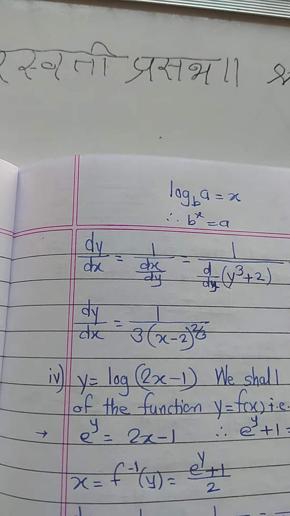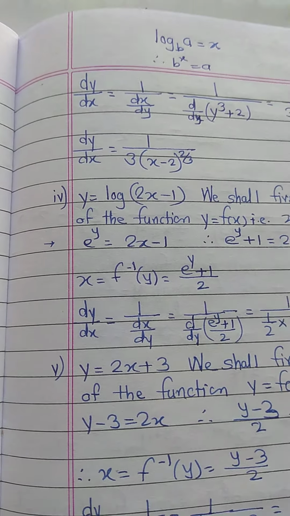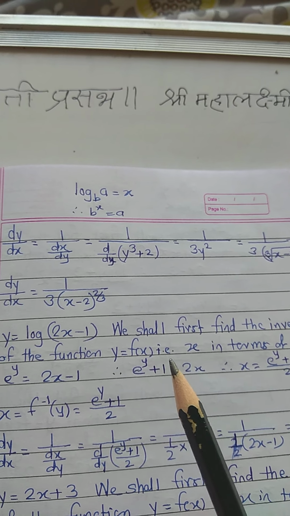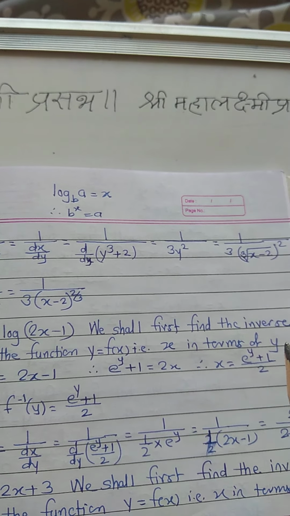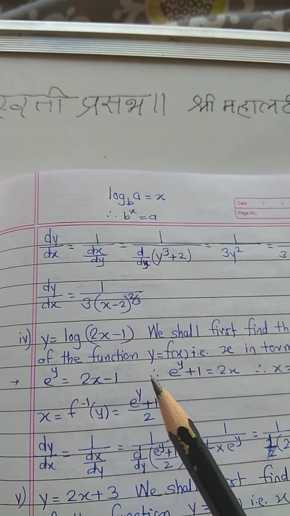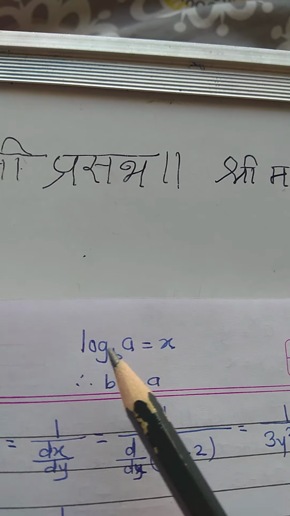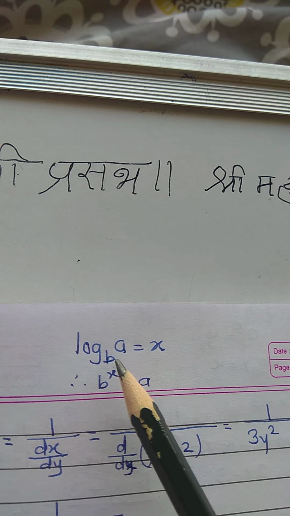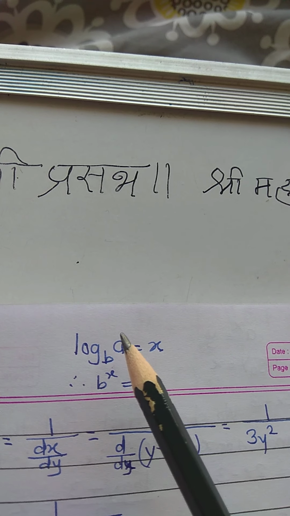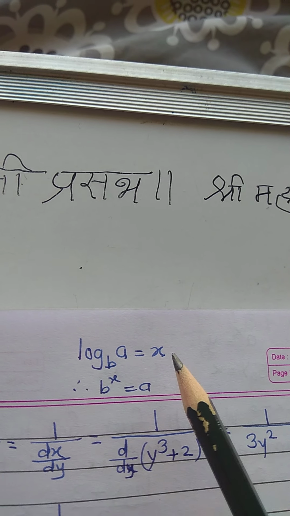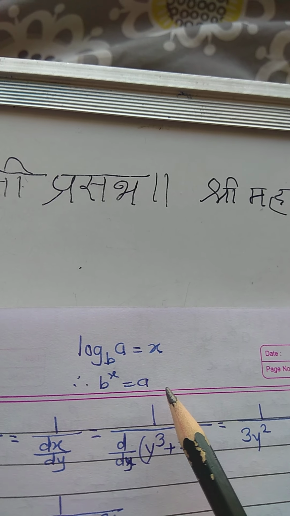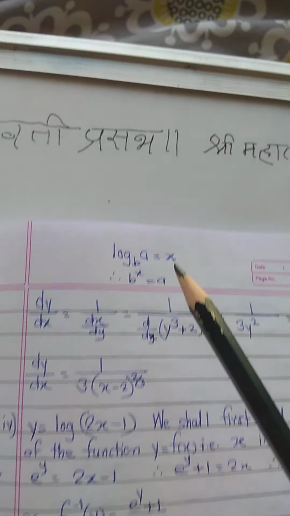Now Roman 4 is y equal to log of 2x minus 1. We shall first find the inverse of the function y equal to f of x, that is x in terms of y. For that, see this result, log of a to the base b equal to x. Then we should write b raised to x equal to a in the index form. Same thing here.